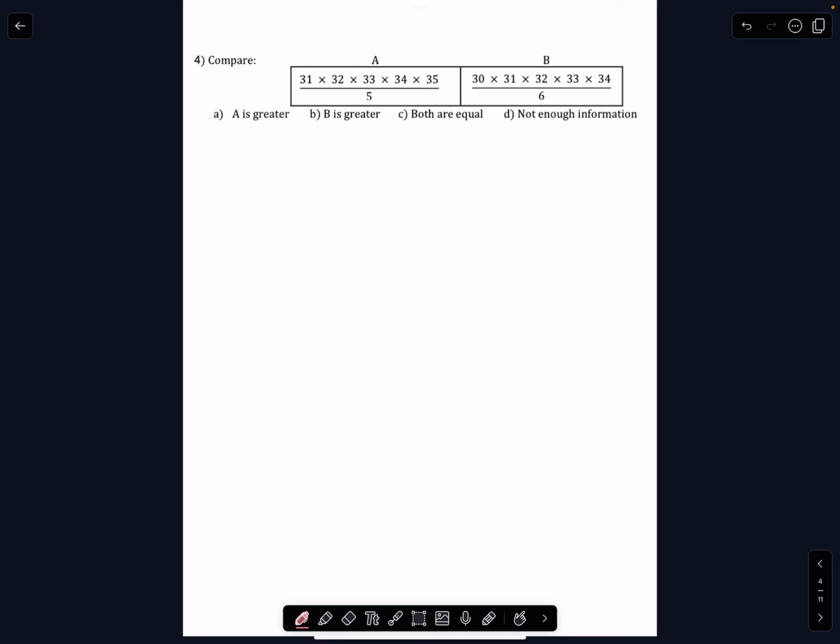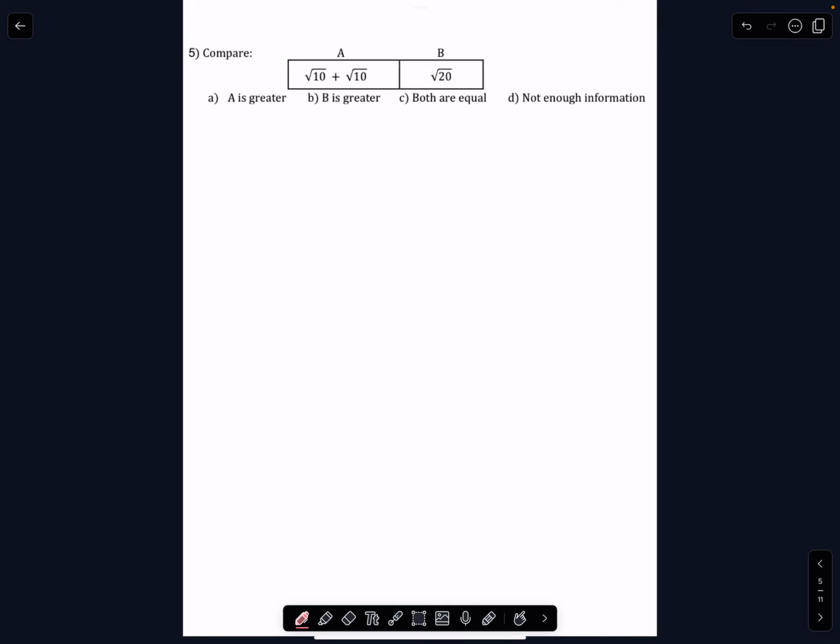Okay, now we have number 4, and we're asked to compare between column A and column B again. Now, with multiplication, from both sides, you can easily cross out the common ones, right? So we have 31 on both sides. Cross out 32, 33, and 34. What we're going to be left with is 35 over 5 and 30 over 6. If we simplify this down, 35 divided by 5 is 7, and 30 divided by 6 is 5. And we know that 7 is greater than 5, so A is our answer for number 4.